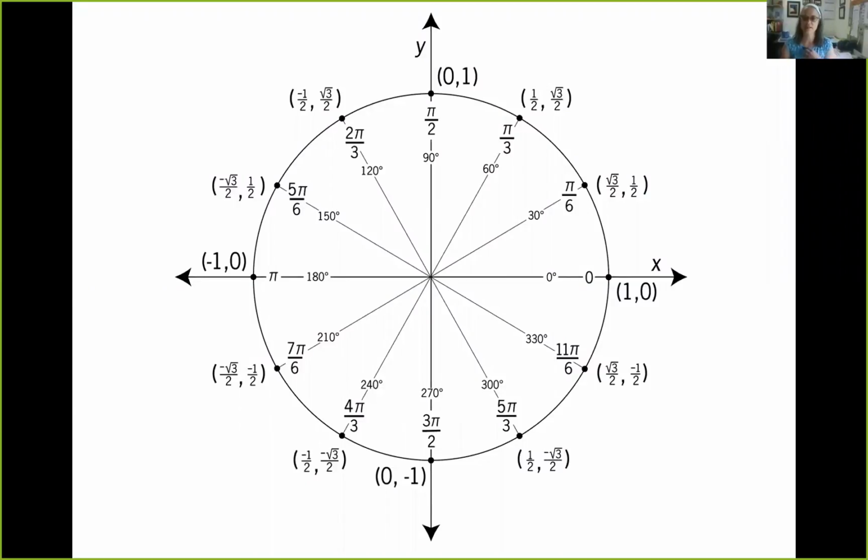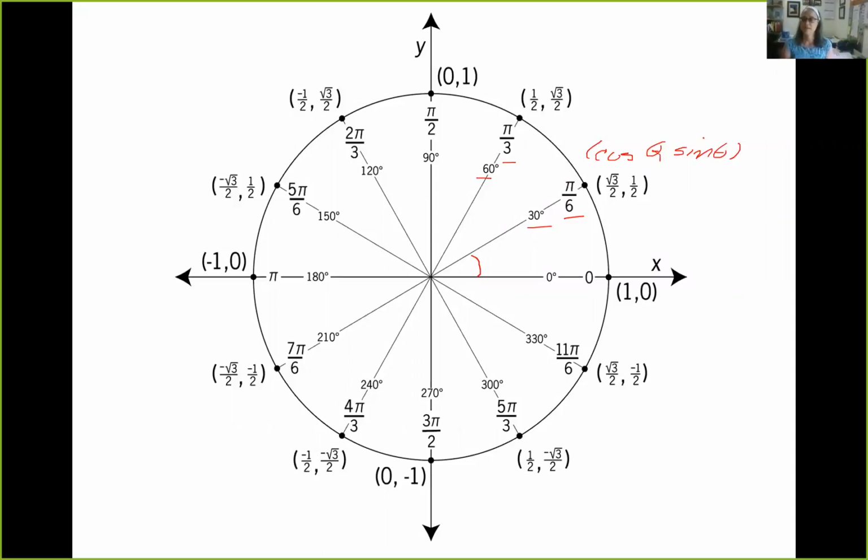There, this is what I need. So what do we have here? Well, we've got some key angles here in both degrees and radians, right? We've also got, though, the coordinates of the points whose radii make that angle with the positive x-axis. Yes? But more importantly, we need to remember that these coordinates represent cosine and sine.